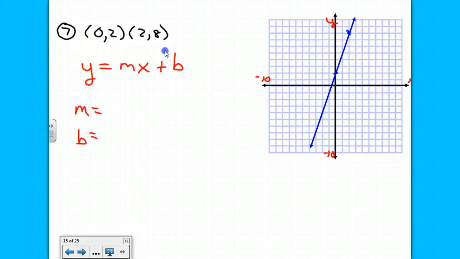At 0, 2. So we have a y value of 2. So we know that point. Okay? And then the second thing we need is slope, and we know that slope is rise over run. So if we practice what we've done already, we move from the left point that we know to the right point that we know. How much are we rising here? 6. Good. And how much are we running? 2.